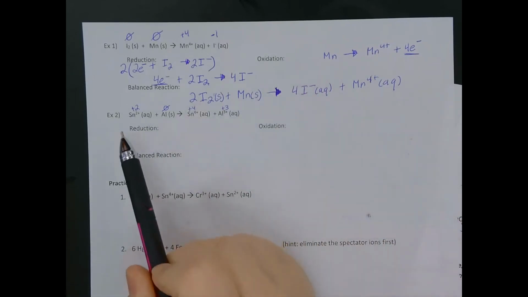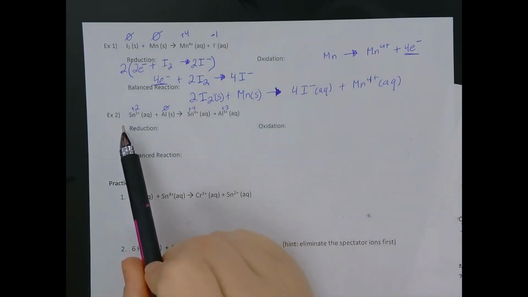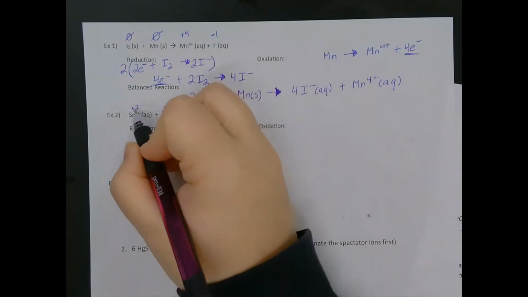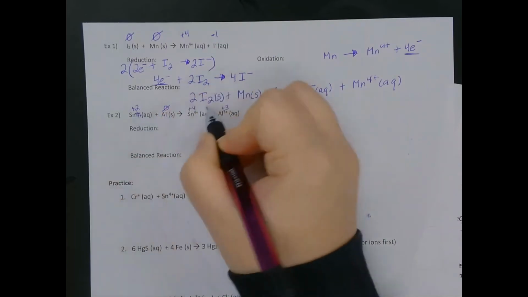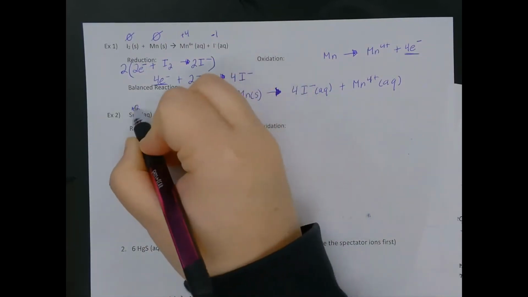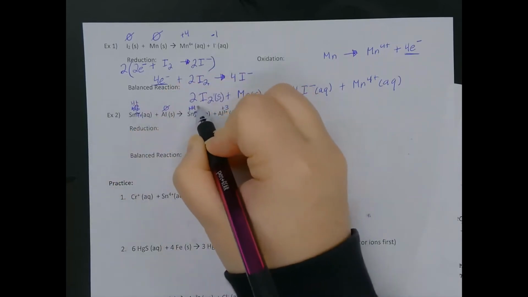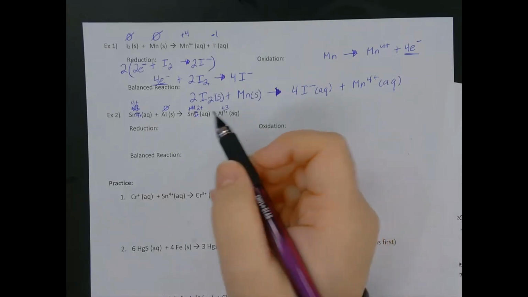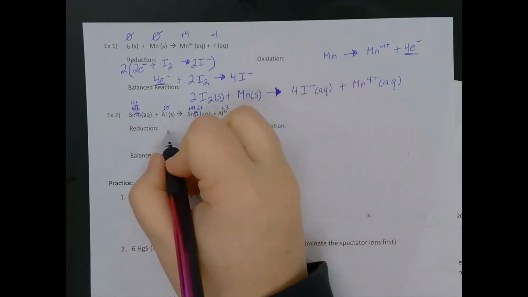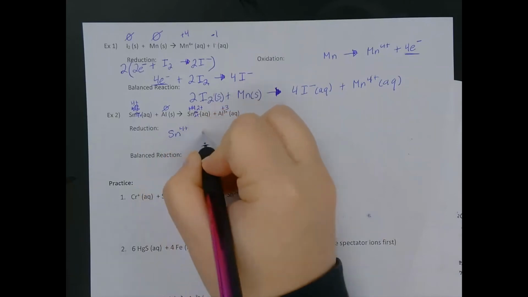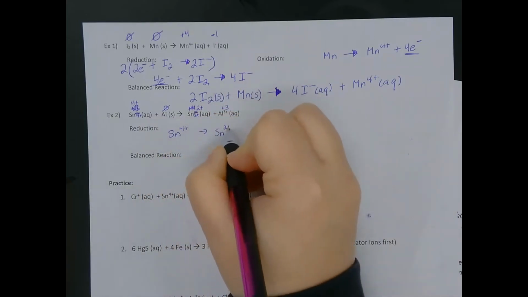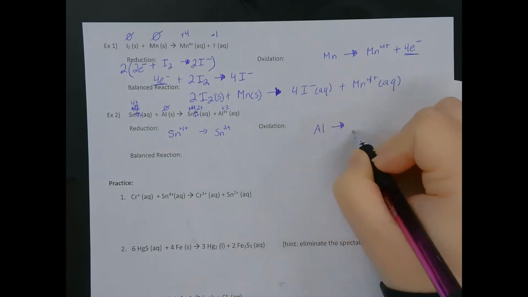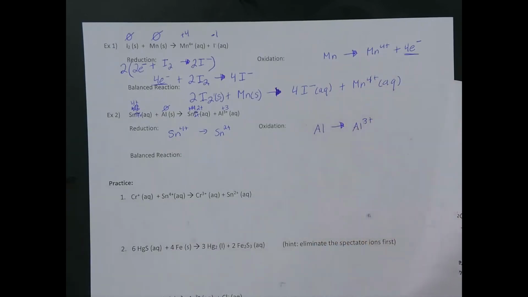Alright, so our reduction, the thing that is going down in charge. Oh, we found this in class. Sorry, this is a typo. We ended up switching our 4+ and our 2+, because there was a typo there. So we're going to flip those. Alright, so our reduction would have to be the tin. It's going from Sn4+ to Sn2+. And oxidation is the aluminum, going from aluminum solid to aluminum ion with 3+ charge.